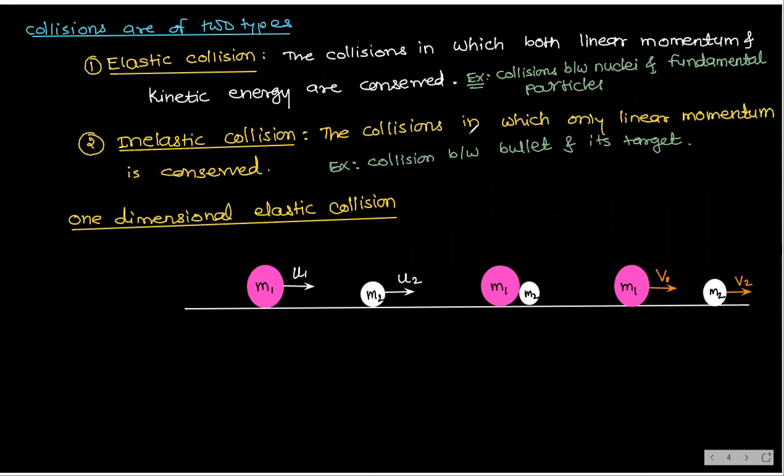Now, so first is before collision. This case is what? Before collision. Before collision the velocities are u1, u2. Okay, this is during collision, and this one is after collision.